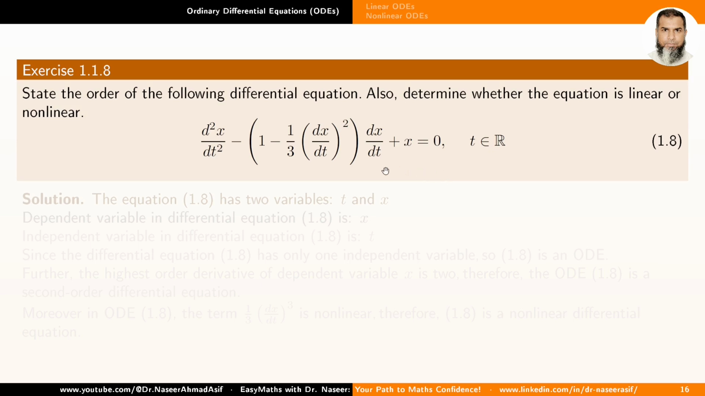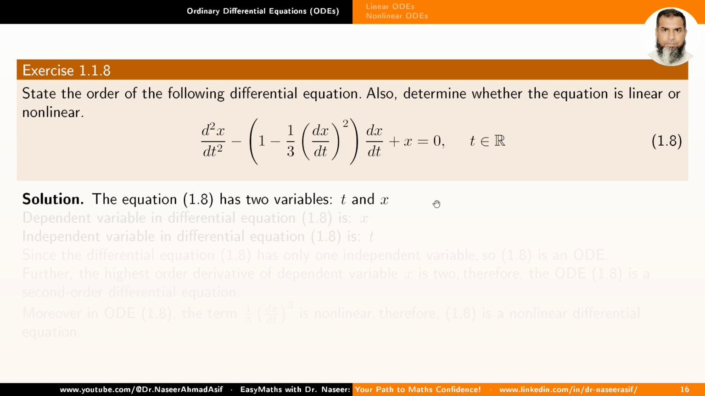This equation has two variables x and t. This is the derivative of x with respect to t. This is also the derivative of x with respect to t. This is the second derivative of x with respect to t. So there are two variables x and t. x is the dependent variable, t is the independent variable. What's the solution of this question?